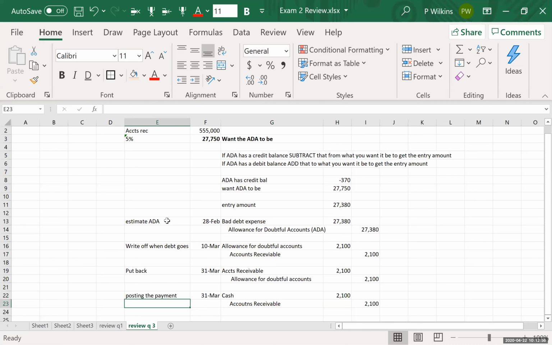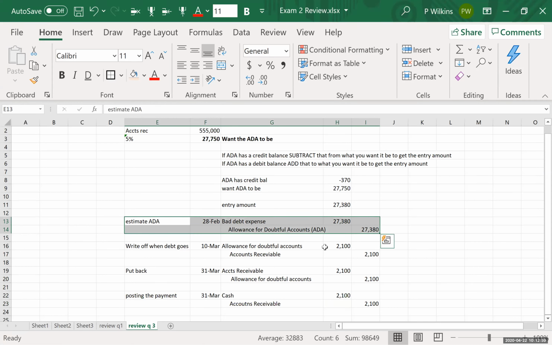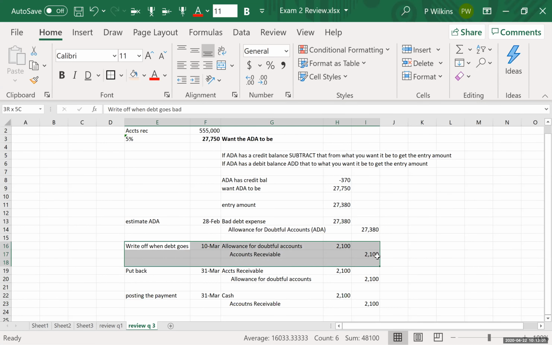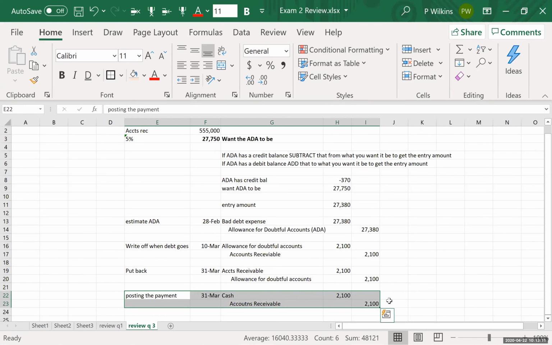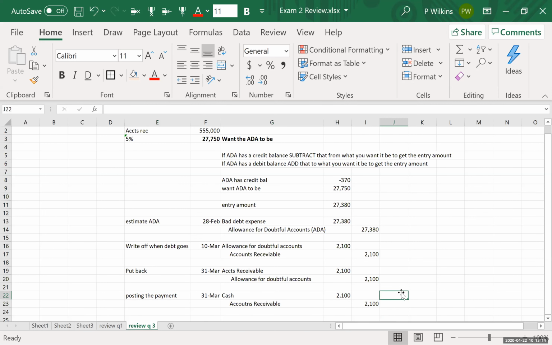All right, so it has the entry for the estimated. It has the write-off when a debt goes bad. And someone decides that after the debt went bad and we wrote it off, they're going to pay it. So you have to put it back, and then you have to post the payment, okay? Then they want you to assume no other transactions occurred that affected the allowance for doubtful accounts during March. Determine the allowance for doubtful accounts on March 31.